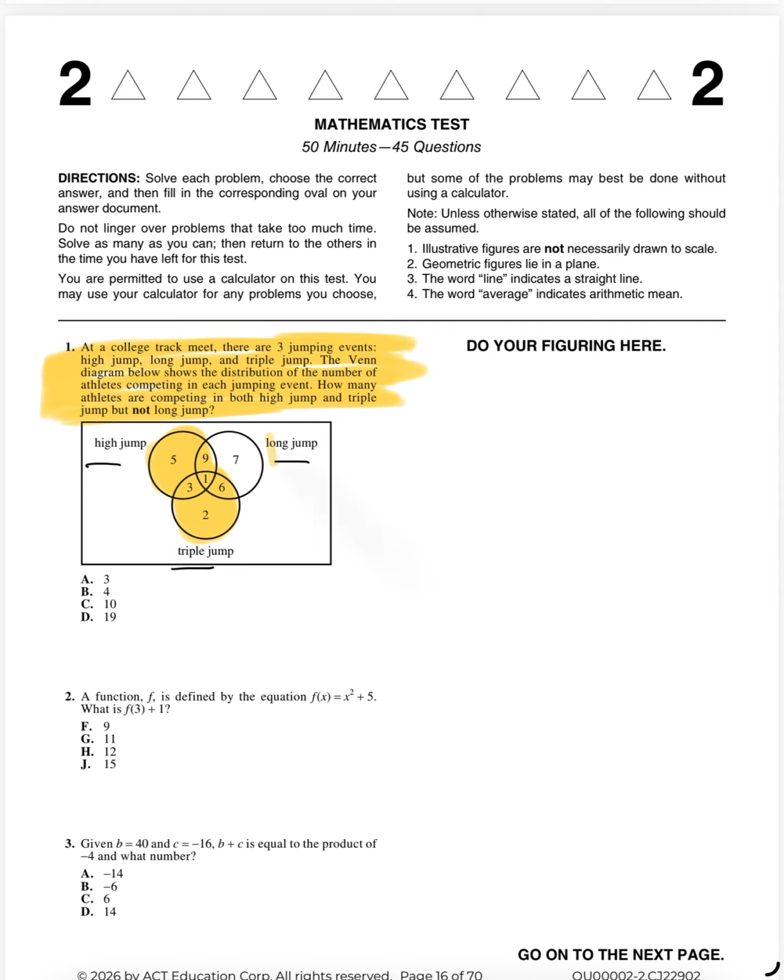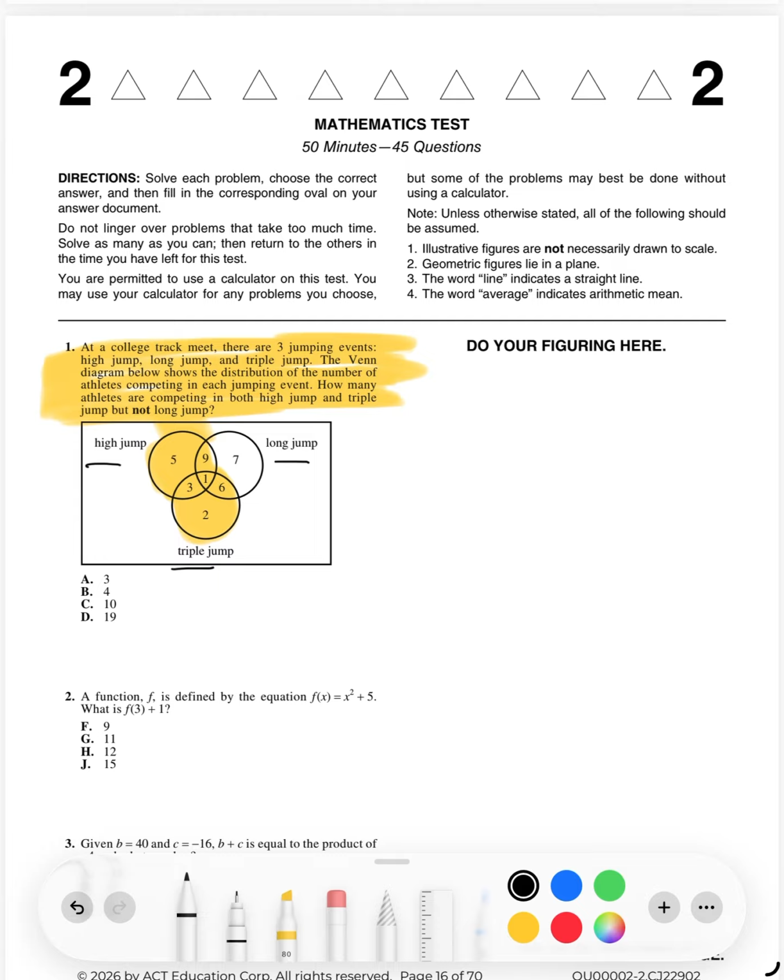So how many athletes do high jump and triple jump, but not the long jump? You have to check the section which overlaps the high jump and triple jump but not the long jump. If we check the section, we can see only three have the overlap of high jump and triple jump. So the answer becomes 3. So 3 is the correct answer for this problem.